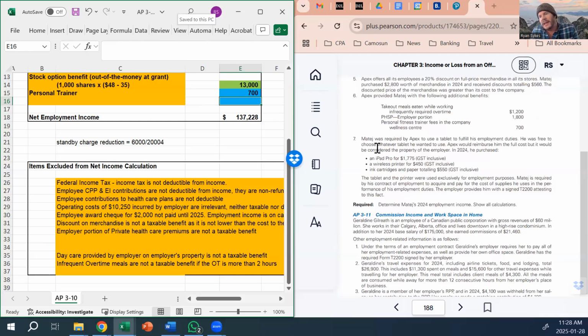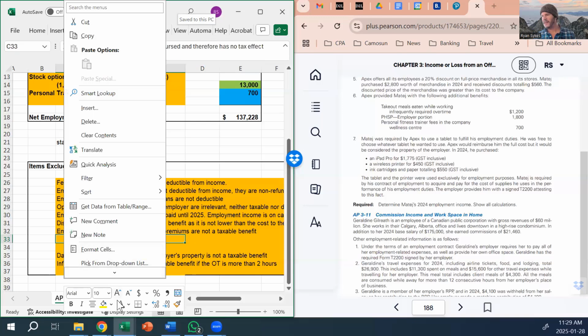So what happens is this guy goes out, he spends $1,700 on a tablet, and the company pays him back. Is there an income tax impact of that? Absolutely not. It's also the company's property, so he doesn't get any benefit from this. There's no benefit associated with it, and there's no deduction associated with it because he's not out any money. He paid $1,775. The company paid him right back immediately. Nothing. So we don't do anything with the tablet itself.